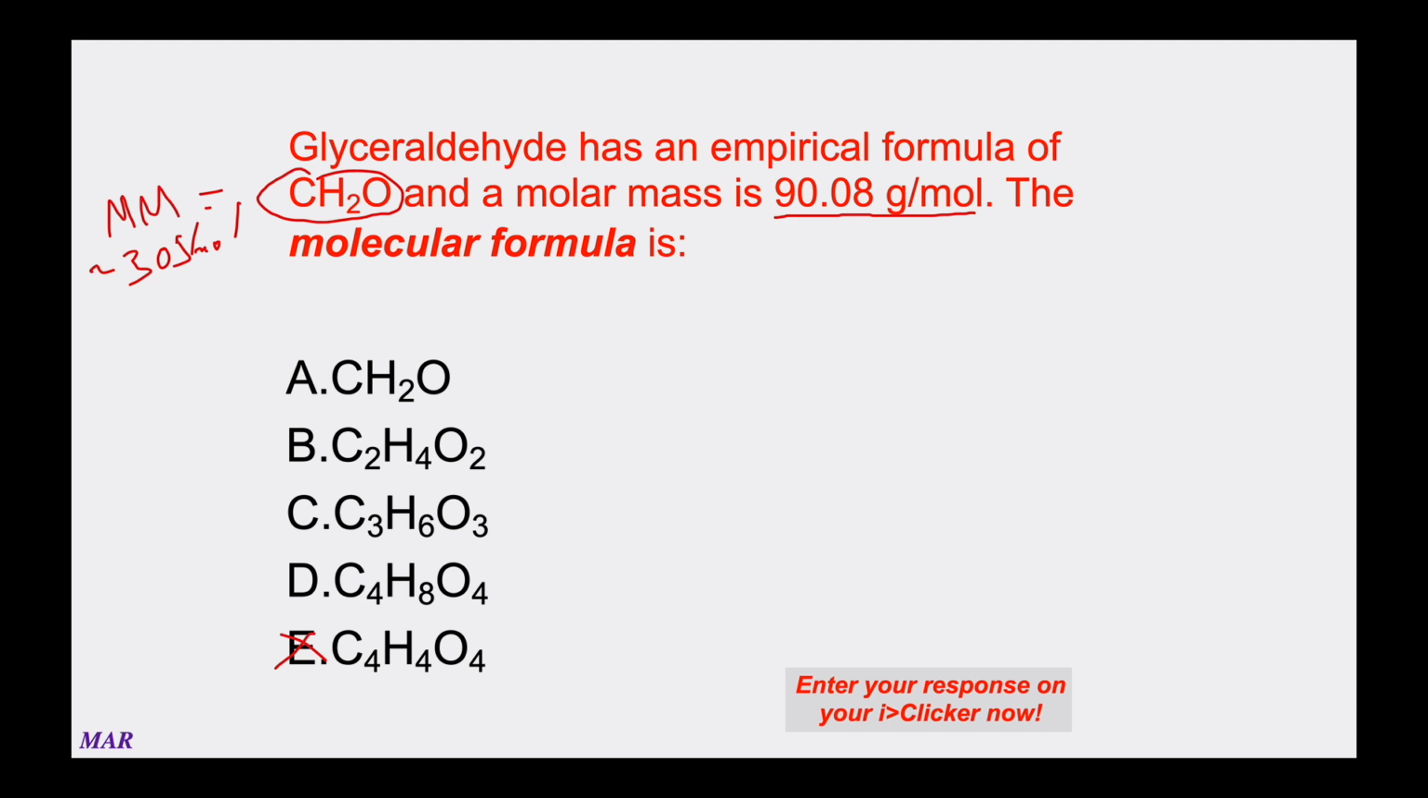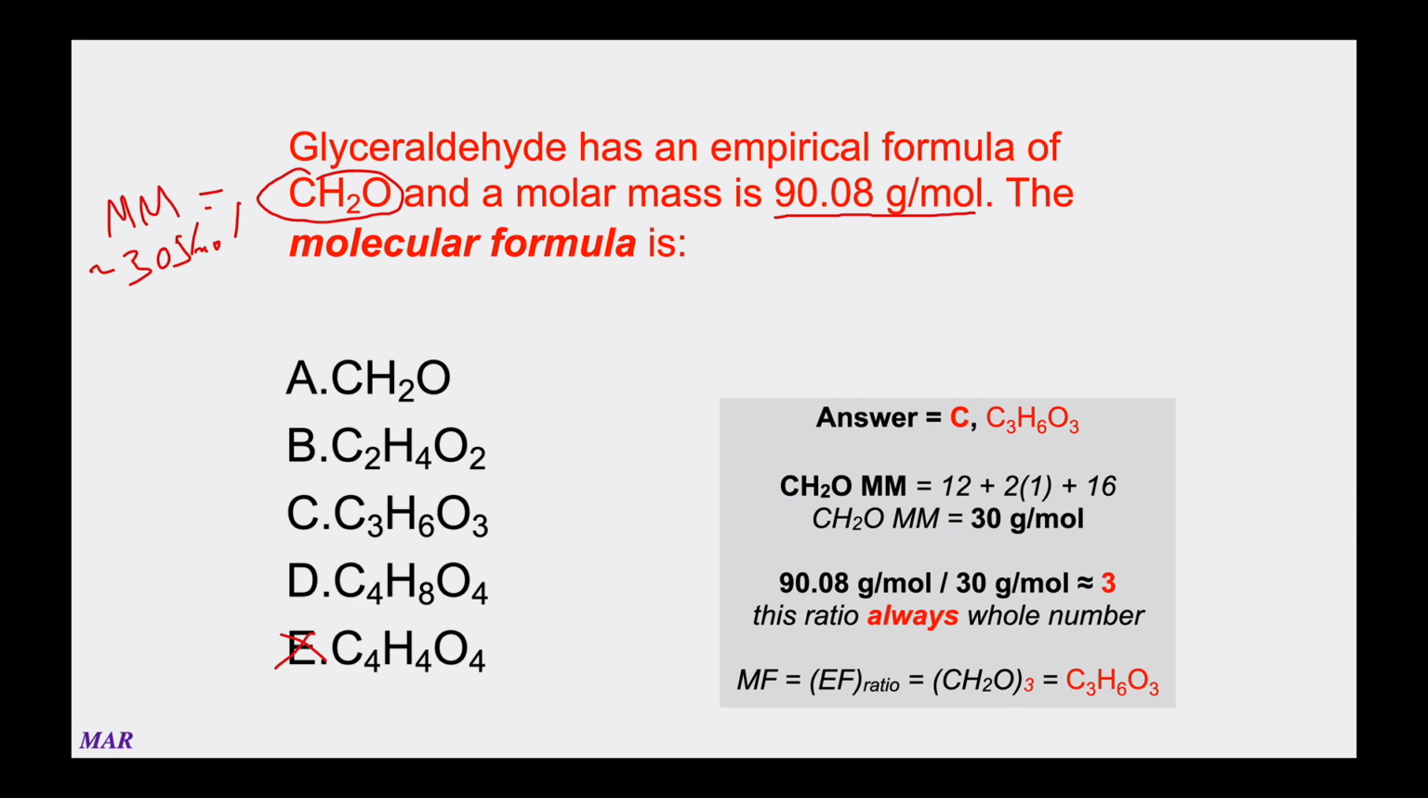So to find out how many empirical formula units go in your molecular formula, you would take the molar mass of the whole thing, 90.08, and divide by the molar mass of the empirical formula, which, as I said, is about 30 grams per mole. And you can probably see that's going to be a ratio of about 3.